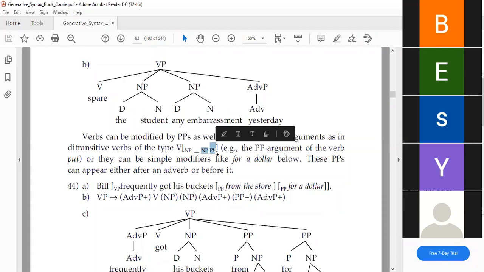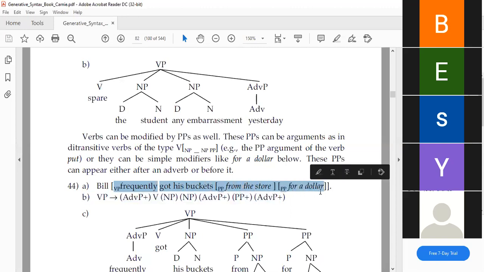That's why they can be an indirect object or they can be simply prepositional phrases. So if we say in 424A, Bill frequently got his buckets from the store for $1, in this case we have Bill the subject, then frequently got his buckets from the store for $1. This is the VP. We have the adverb frequently, then the verb got, then the object, his buckets, then one PP, from the store, and another PP, for $1.